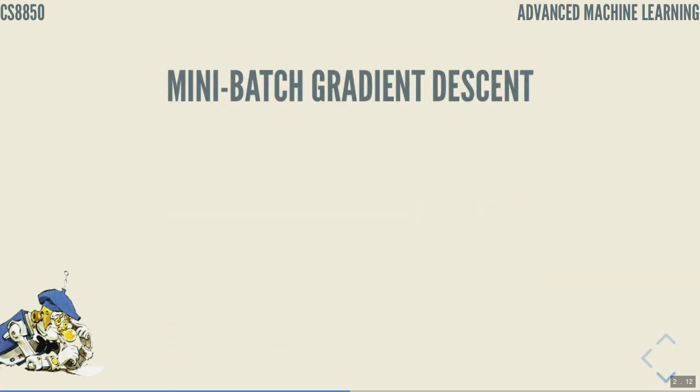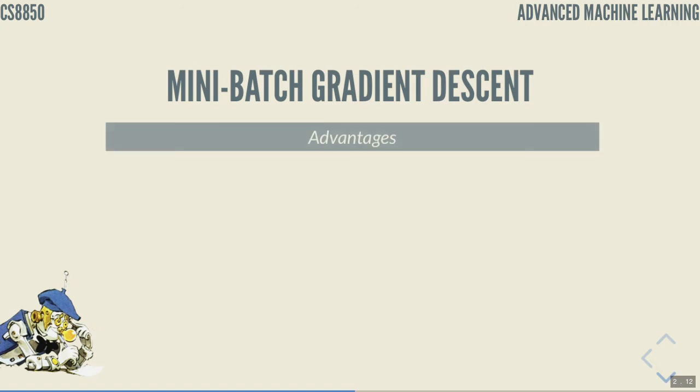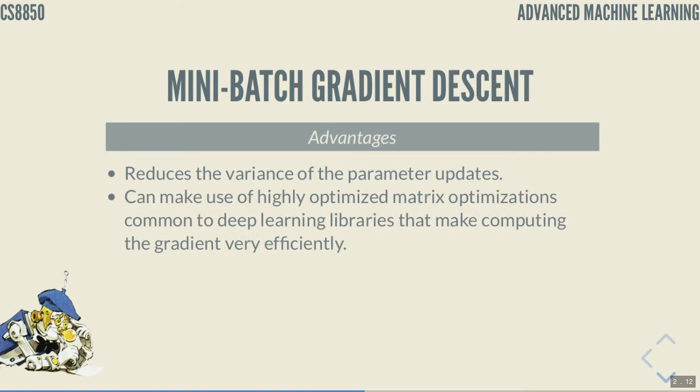So mini-batch gradient descent advantages. Mini-batch gradient descent reduces the variance of the parameter updates. As we just saw, the gradient is averaged for all of the samples in the mini-batch, or just added, the averaging part will be handled by the learning rate. Another advantage is we can make use of highly optimized matrix optimizations common to deep learning libraries that make computing the gradient very efficient.